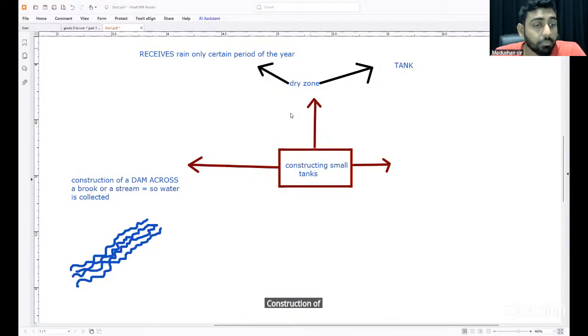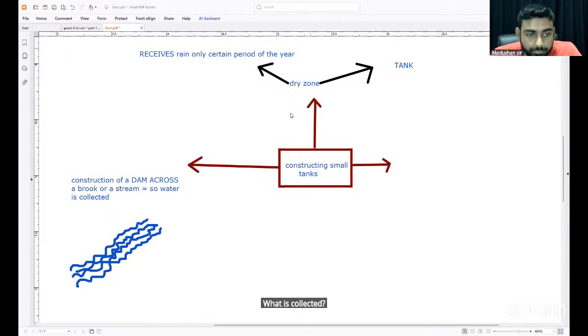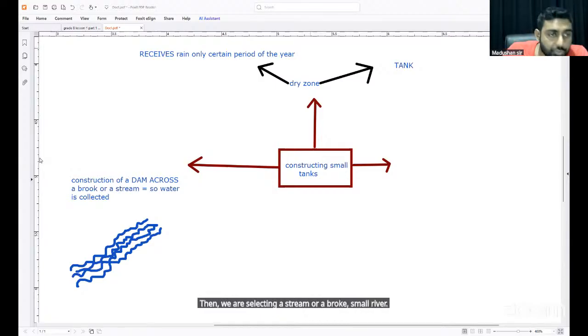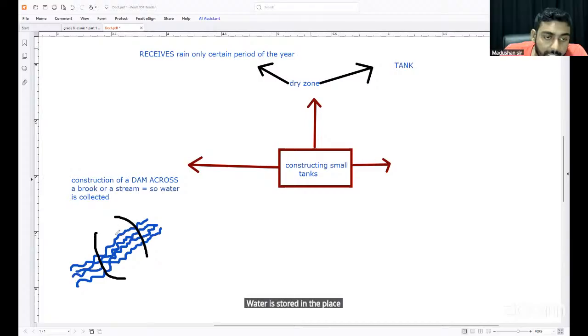Construction of a dam across a brook or stream. So water is collected, Putala. Then we are selecting a stream or a brook, small river, and with that we construct a dam. It's like a fence. We construct a dam like this. Then what happened? Water is stored here. Am I correct? Yes. Water is stored in the place where we build the dam. So then people can use this water for their daily activities.